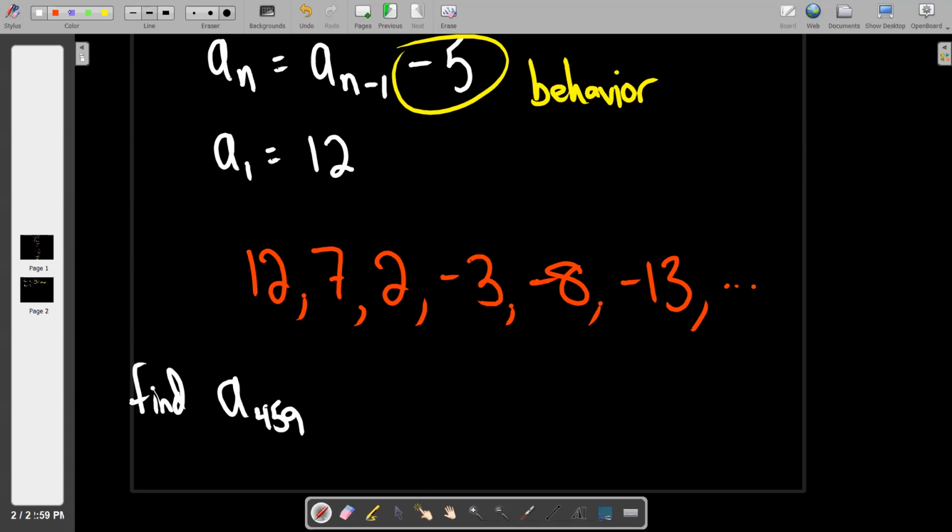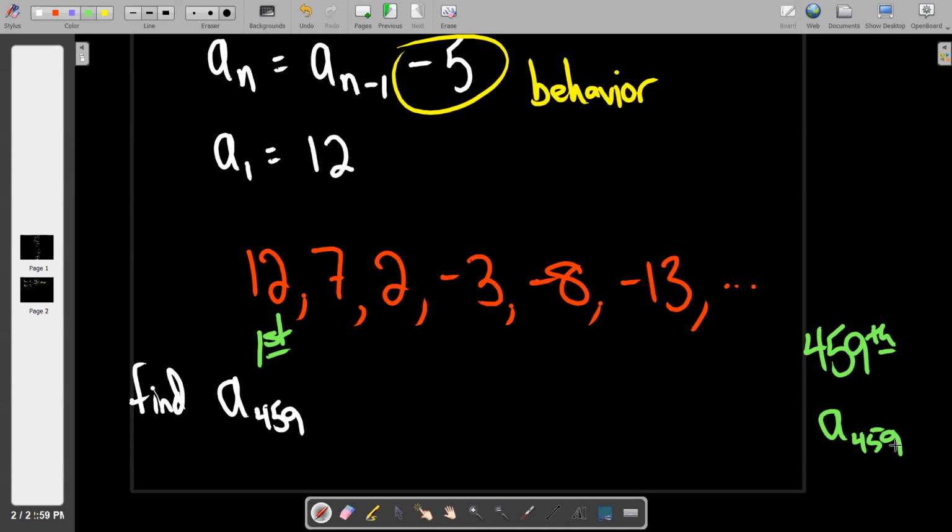Now, here comes the big question, and this is really what will determine whether you understand this and are ready to rock and roll. This is a sub 1, the first term. Somewhere over here is the 459th term, aka a sub 459. Those mean the same thing, right? My question to you is, how many jumps, how many moves on the board, would I have to make to get to the 459th term?